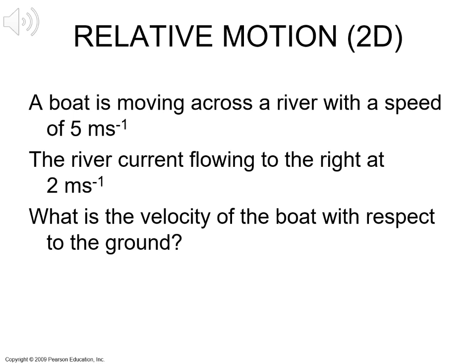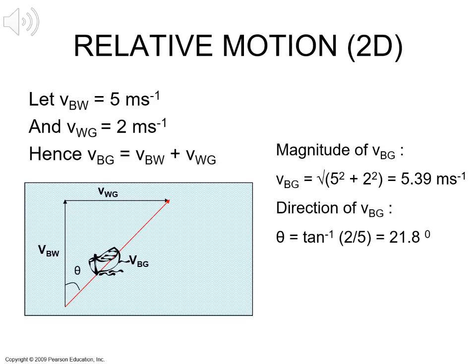Let's answer some questions. A boat is moving across a river with a speed of 5 m/s. The river current is flowing to the right at 2 m/s. What is the velocity of the boat with respect to the ground? Firstly, let's draw the starting point of the boat moving with the vector of it. Then, identify the speed of each vector and calculate their magnitude and direction. Easy peasy.